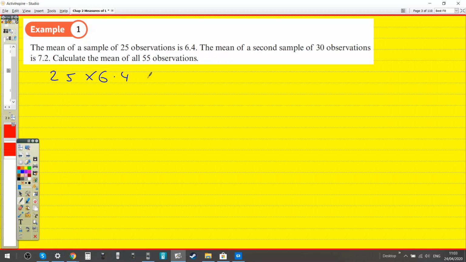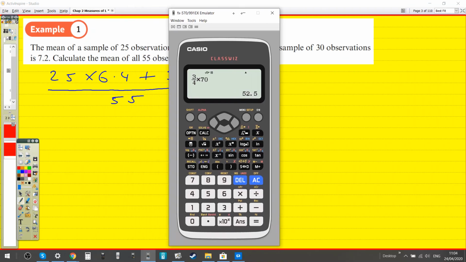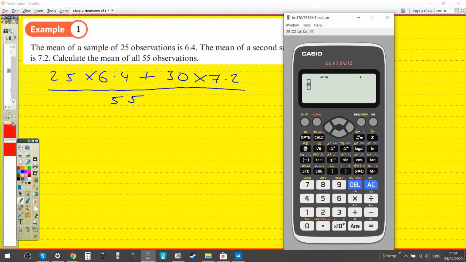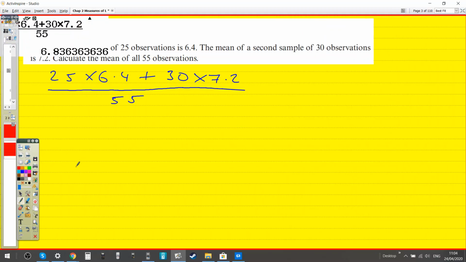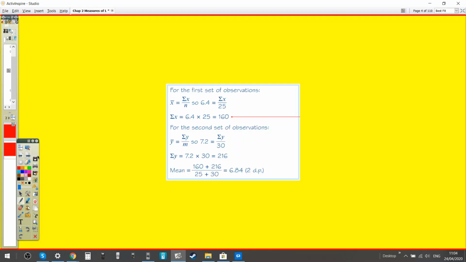Yep. So you want to put that in your calculator, see what you get? 25 times 6.4 plus 30 times 7.2 over 55. Did you get an answer for that one? I got like 6.83, 6.84, sorry. Okay, yeah, so 3 sig fig, that is 6.84. And 6.84, that's it. Great, I think you're good there.